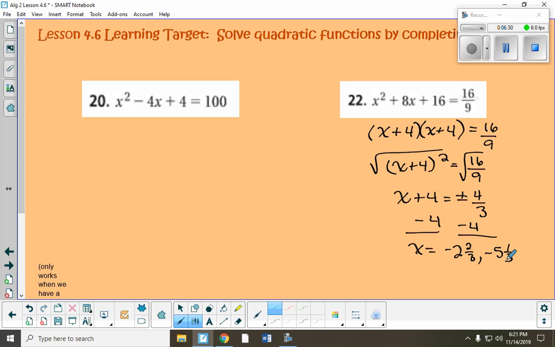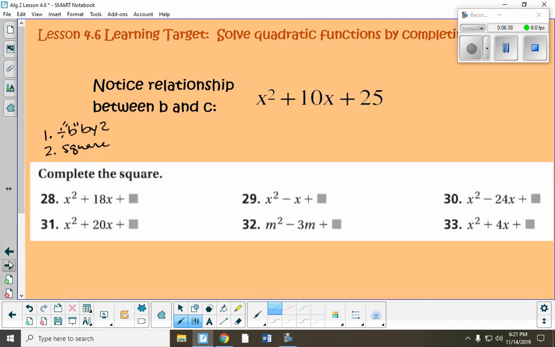Now notice this strategy that we're doing only works when this is a perfect square trinomial. And so we're going to use that idea to solve problems that aren't perfect square trinomials. Now let's look at a perfect square trinomial for a minute. Let's look at the relationship between the numbers.